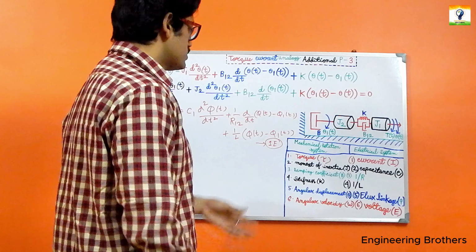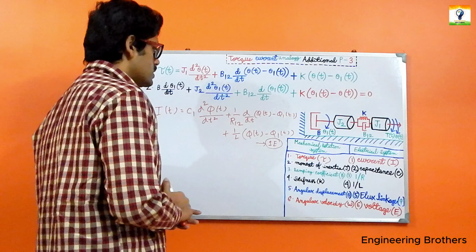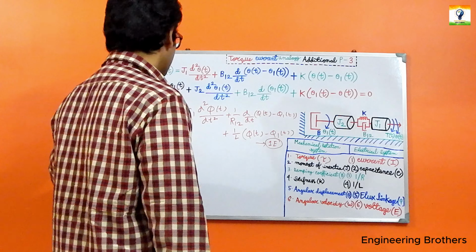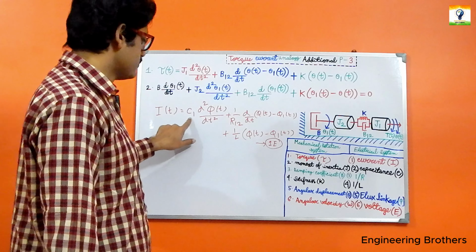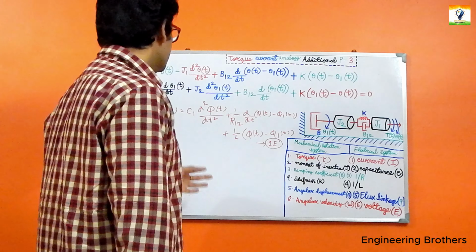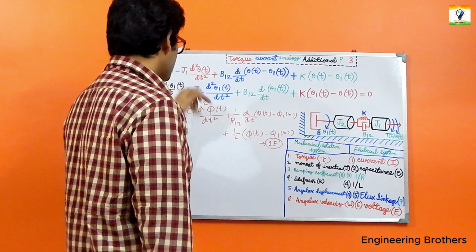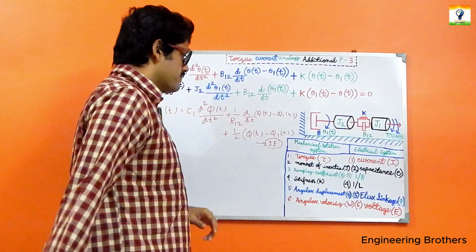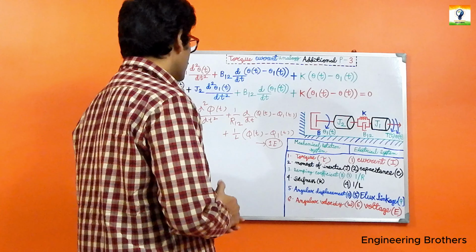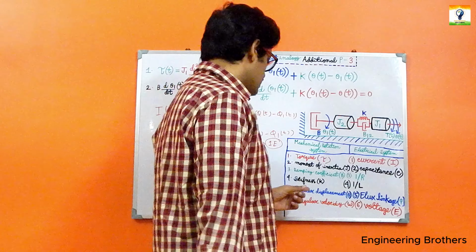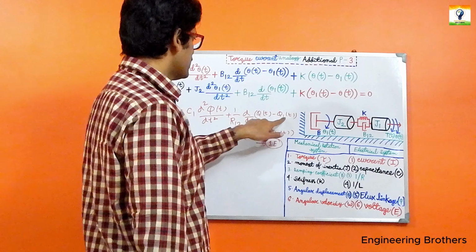I have just used this chart for our torque current analogy. So the torque is replaced with our current I, the moment of inertia J1 is replaced with our capacitor C1, and in place of theta(t), the angular displacement, I have used our flux phi. Similarly, for B12, the damping coefficient is replaced with 1 by R12, d/dt of the angular displacement replaced with flux linkage. So this one will be phi(t) minus phi1(t).